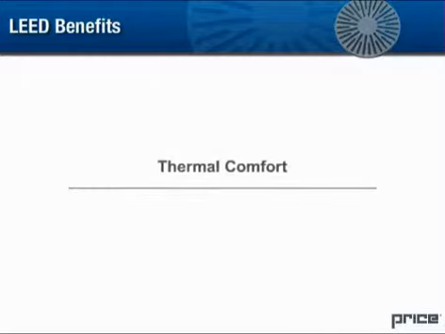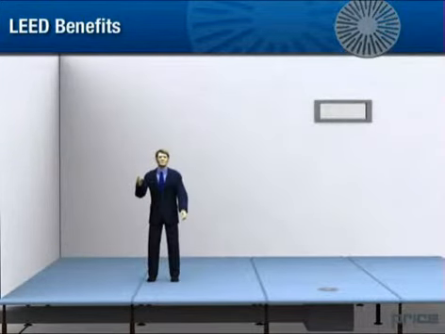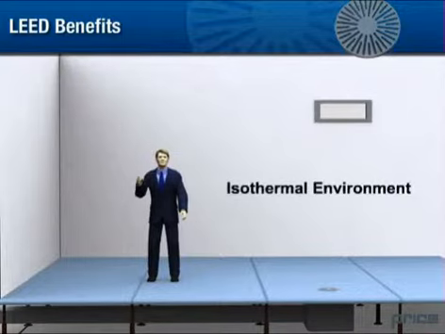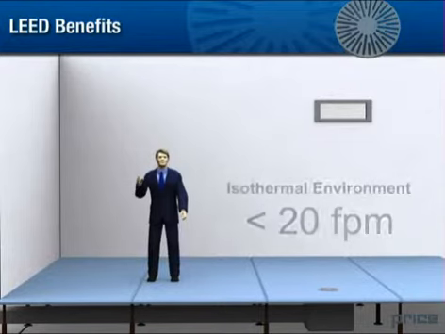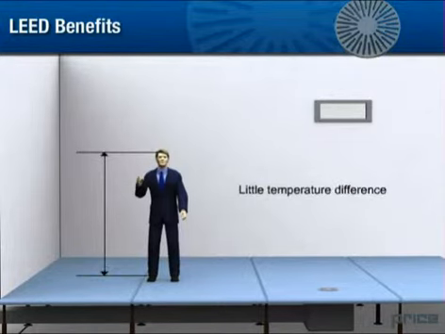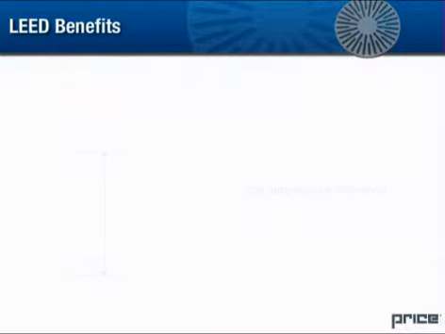Thermal comfort. In an underfloor air distribution system, the occupied zone is completely mixed, creating an isothermal environment due to the extremely low air velocities, typically less than 20 feet per minute. There's very little temperature difference between a person's head and ankle.